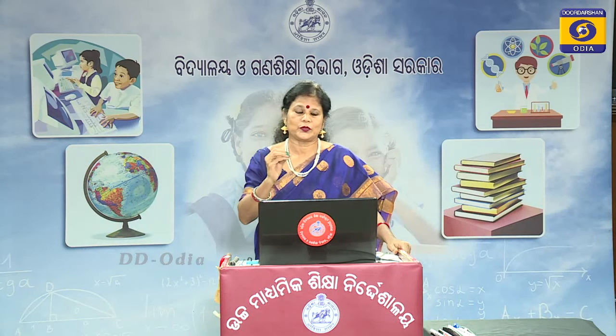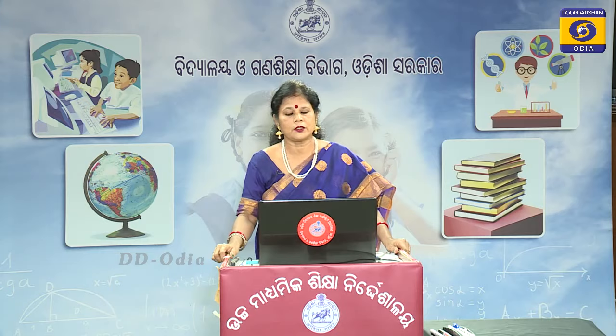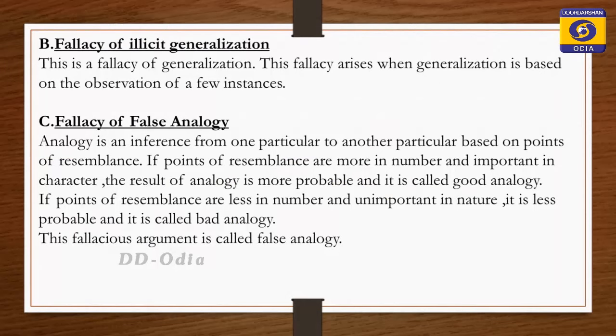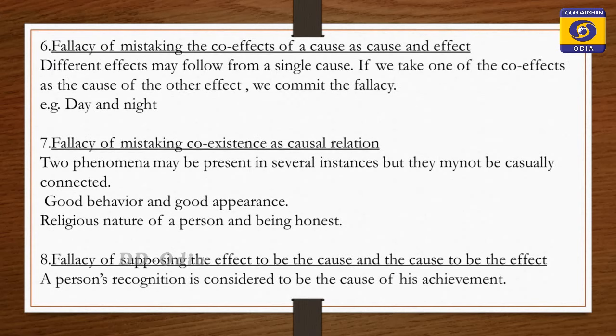Now in the next class we will discuss the fallacy of illicit generalization and fallacy of false analogy. Then we will discuss the ignoratio elenchi. So students, there are certain fallacies in causation. You must read all these fallacies of causation. These are very important fallacies and questions come on this.